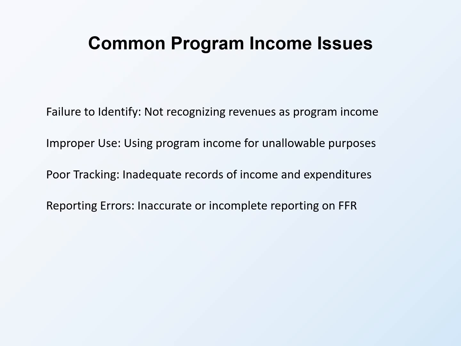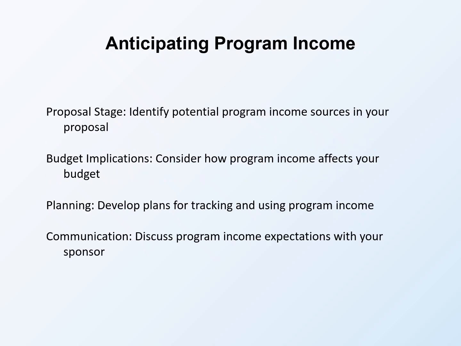Reporting errors on the FFR include inaccurate amounts, omitted program income, inconsistency between reports, and other mistakes. These errors may trigger questions from federal sponsors or findings in audits. Accurate reporting requires good underlying records and careful report preparation. Anticipating program income at the proposal stage prevents surprises and enables proper management. Thinking ahead about potential revenues produces better outcomes.